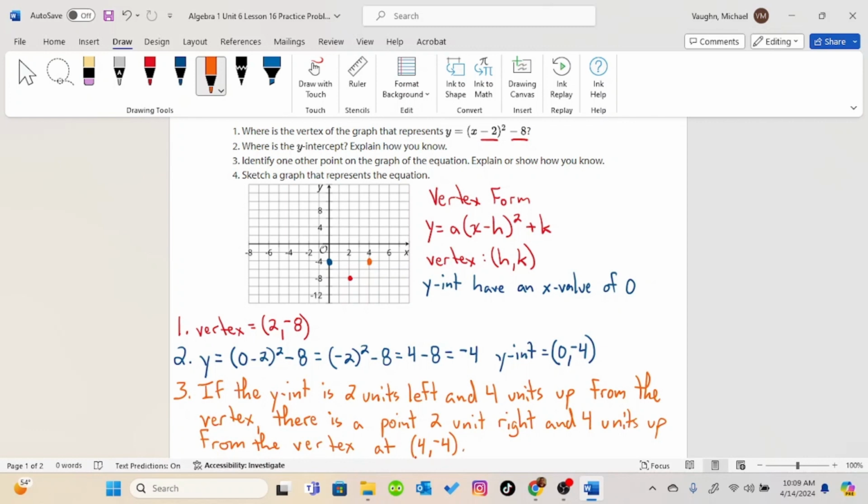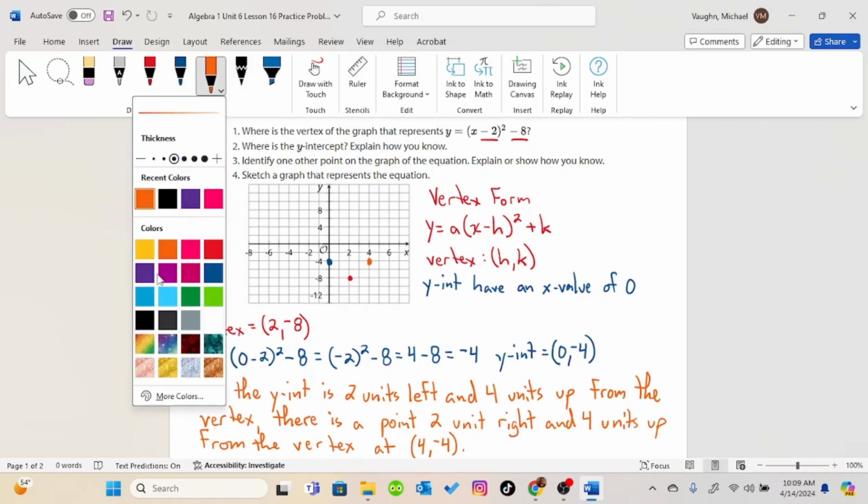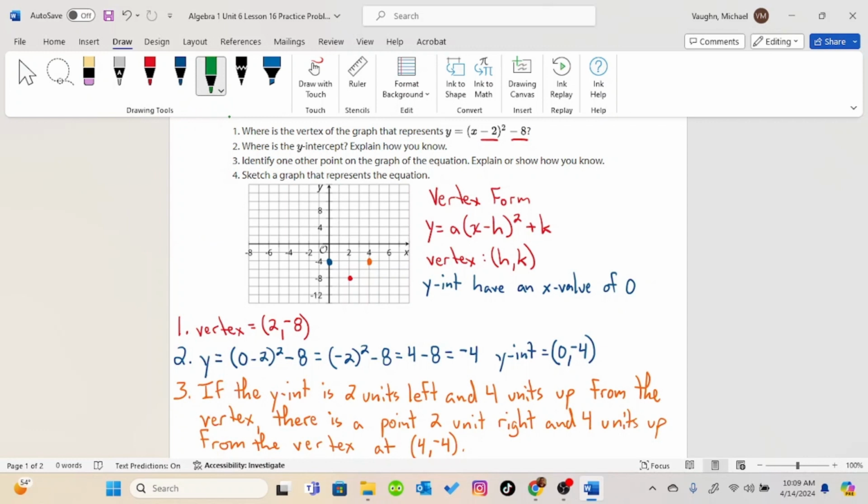And number 4, sketch a graph that represents the equation. So I plotted the vertex in red, the y-intercept in blue, and the symmetrical point in orange. Now I can draw my parabola that connects them.